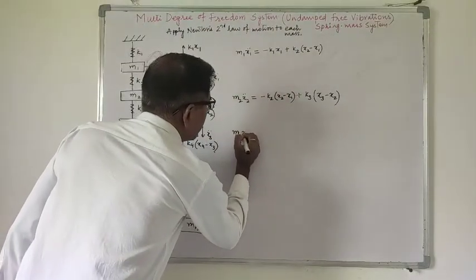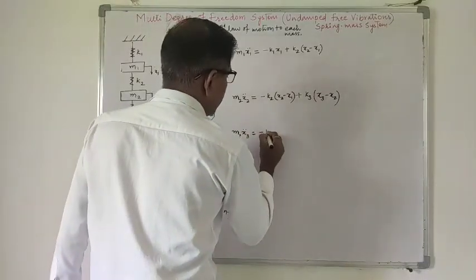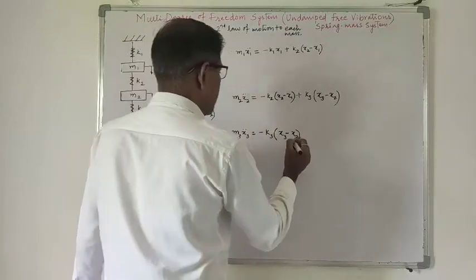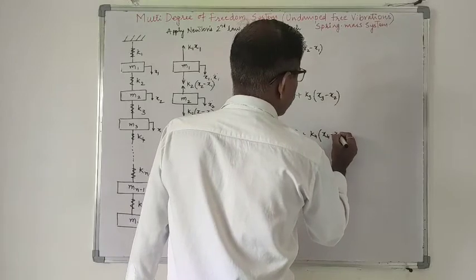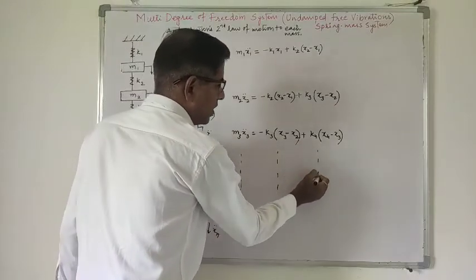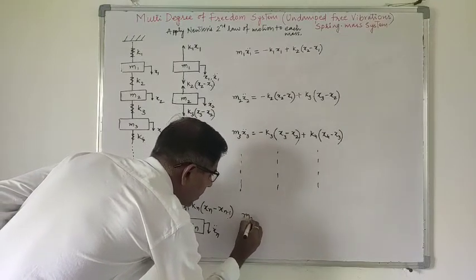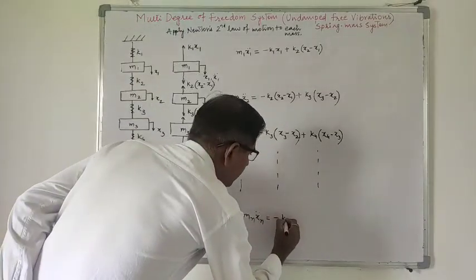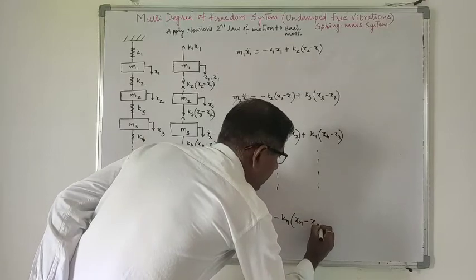m3 x3 double dot is equal to minus k3 (x3 minus x2) plus k4 (x4 minus x3), and in the same way, mn xn double dot is equal to minus kn (xn minus xn minus 1).